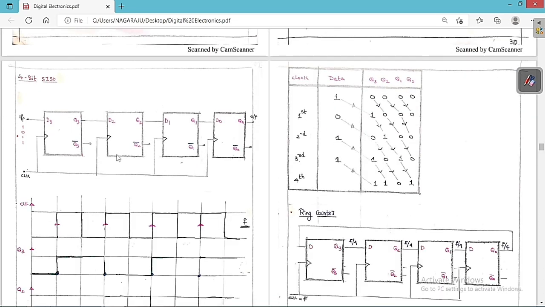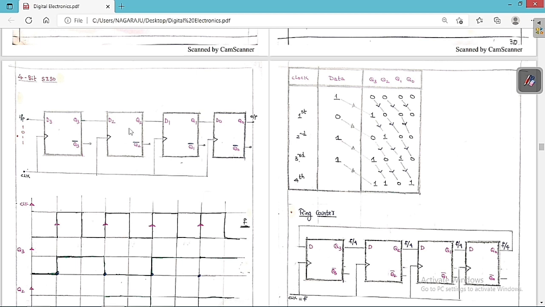So what I am trying to tell you very simply: whenever I give a clock, the power stage triggering, whatever the input D3, it is going to flow through Q3. Whatever the input of D2, it is going to flow through Q2. Whatever the input of D1, it is going to flow through Q1. Whatever the input of D0, it is going to flow through Q0. So just before that instant, you have to see what is the nature of that.